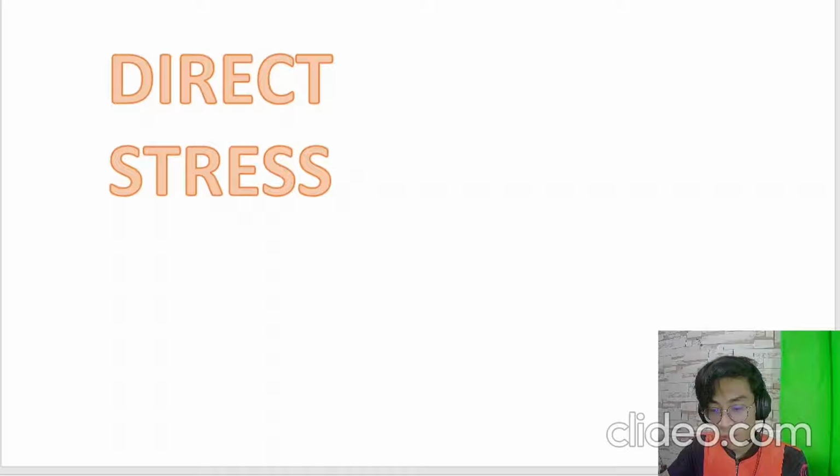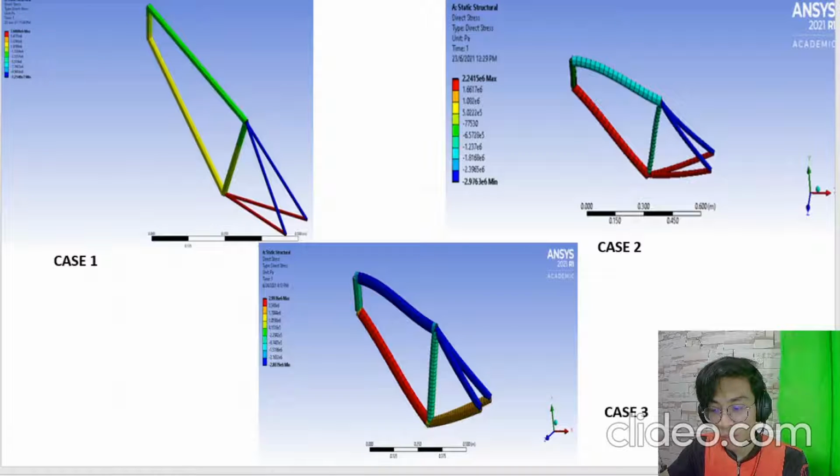The first part of our result and discussion is direct stress. Using ANSYS software, we can get the direct stress for every path easily. As we know, we have 3 cases: the first case has normal diameter and forces, case 2 has a different diameter but the same forces, and case 3 has a different diameter and different forces applied.